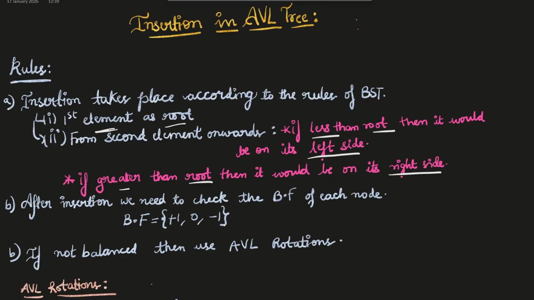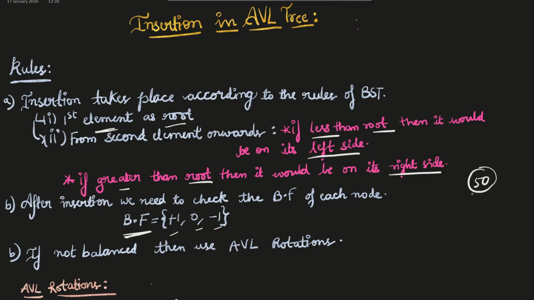Now, after inserting each element, we need to check the balance factor of each node. Balance factor lies in the range of +1, 0 and -1. Let's see how we insert in BST. This is a basic example.